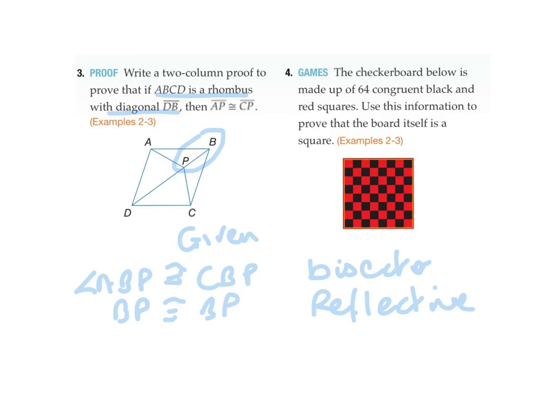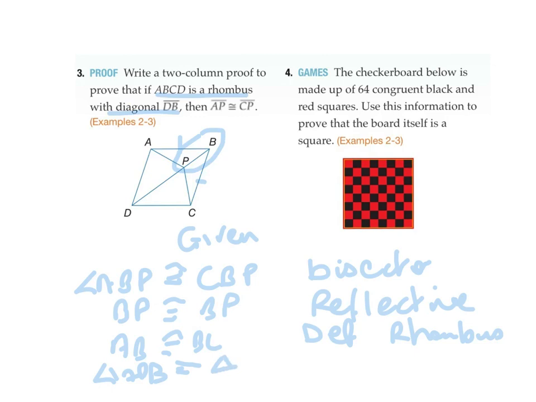What do we know? That AB, well, if it's a rhombus, then this side must be congruent to that, so we can put that in. AB is congruent to BC, because that's the definition of a rhombus. So what have we got? Now we've got to prove that we've got our 2 triangles, so we can do that: triangle APB is congruent to triangle CBP.